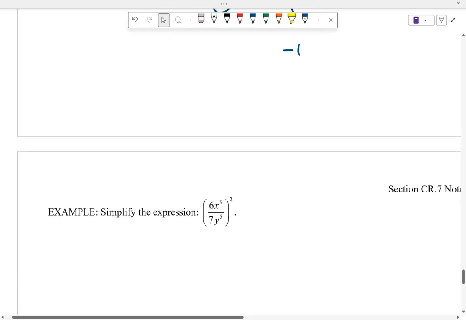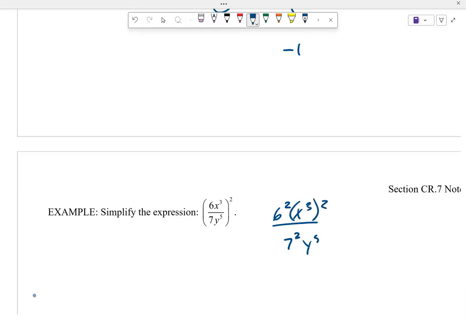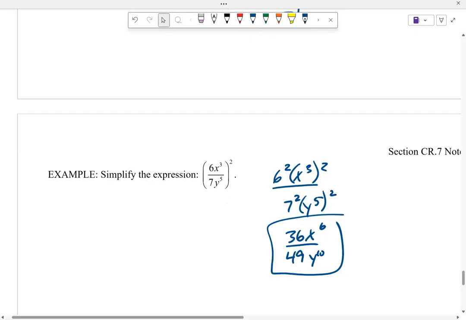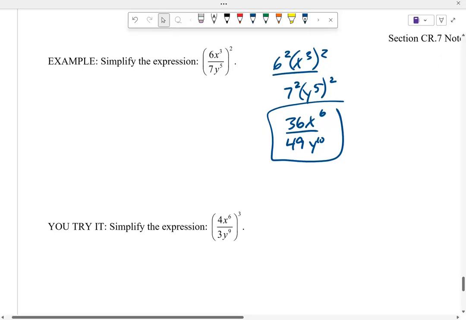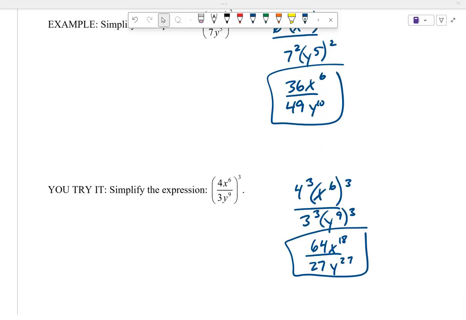Here we've got the 6 being squared, x to the 3rd is being squared, we've got the 7 squared, and then we got the y to the 5th being squared. So it looks like we end up with 36 x to the 6 over 49 y to the 10th. And you can go ahead and try that last one. Should end up with 64 x to the 18th over 27 y to the 27th.